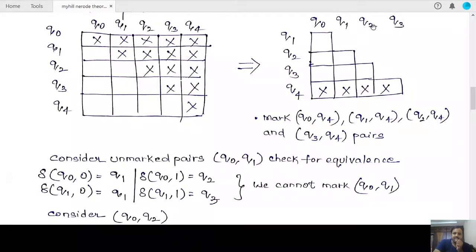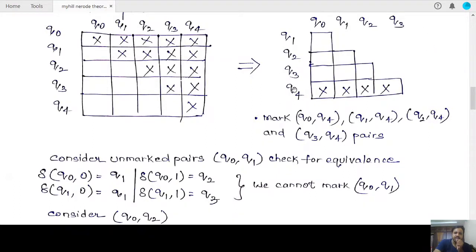Next, Q4 Q2. Here, just don't get confused. The combinations Q0 Q4 and Q4 Q0 are both the same, right? As we have eliminated the duplicate cells, we are not going to have the Q0 Q4 combination, right? So it is similar to Q4 comma Q0, right?